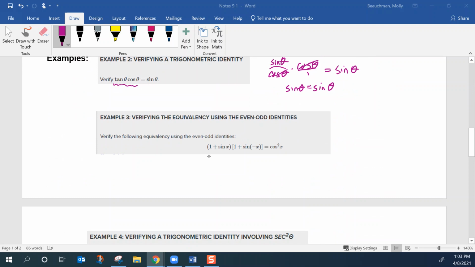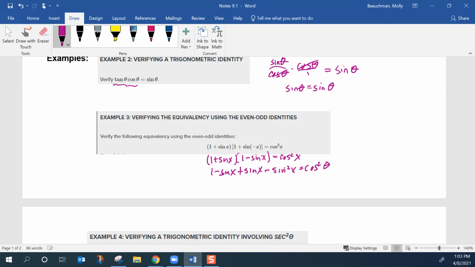So I get 1 plus the sine of x times 1 plus sine negative x, which is negative sine x. So I'm going to get 1 plus negative sine x, or 1 minus sine x, is equal to the cosine squared x. Keep working with the left-hand side. All of the algebraic manipulations work with trig functions. So we take 1 times 1, first, outer, minus the sine x, inner, plus the sine x, last. Positive sine times negative sine is a negative sine squared.